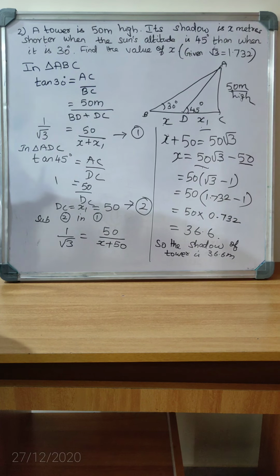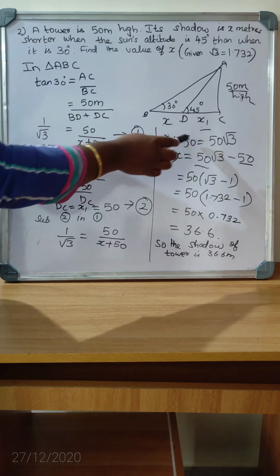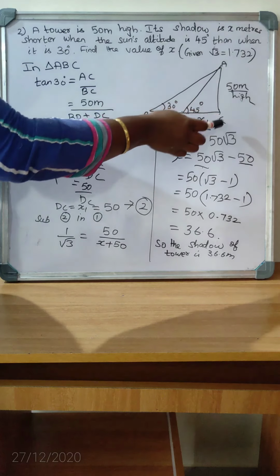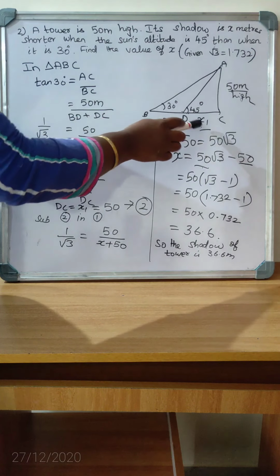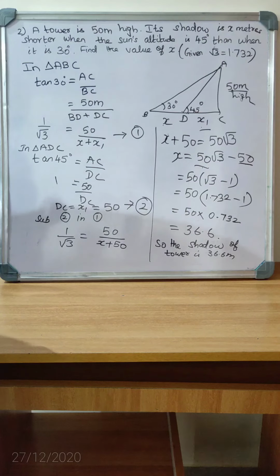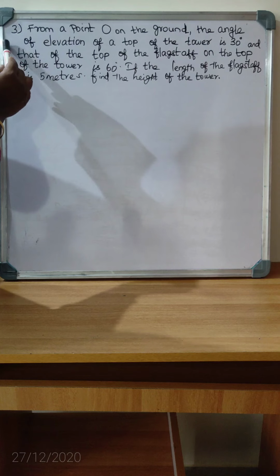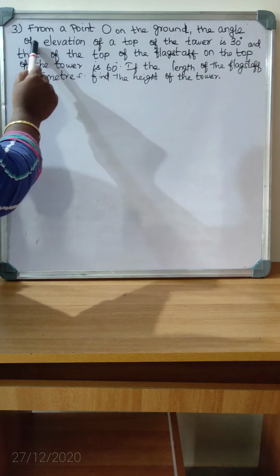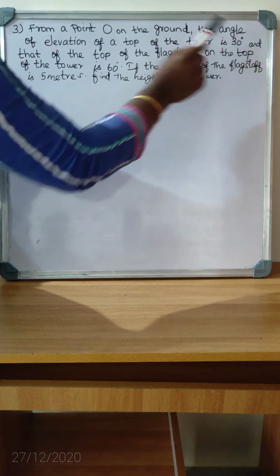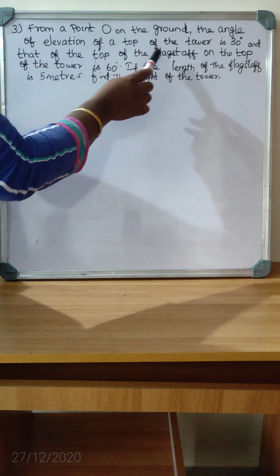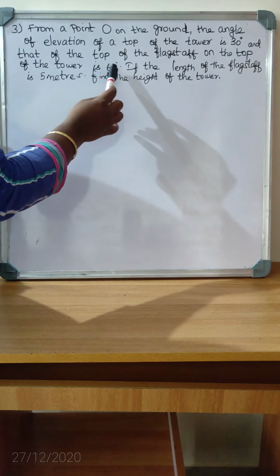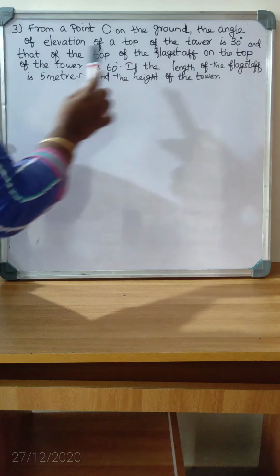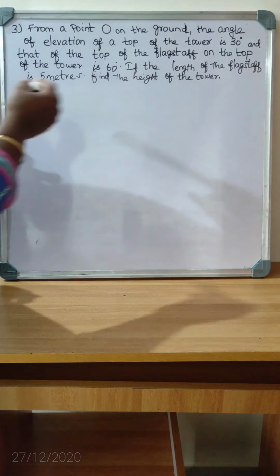So here we have seen the two examples. In the previous sum, we were to find the height of the tower by using the distance. In this sum, by using the height, we have found the distance of the shadow. So now we are going to see one more model. This is the third question. From a point O on the ground, the angle of elevation of the top of the tower is 30 degree, and that of the top of the flagstaff on the top of the tower is 60 degree. If the length of the flagstaff is 5 meters, find the height of the tower.